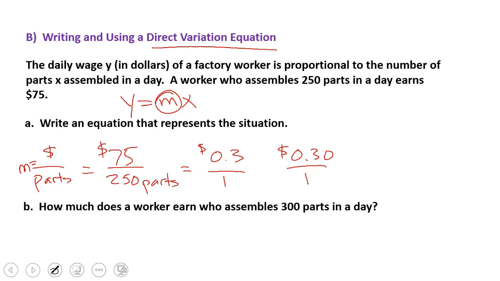So now we can write our equation because we know what our slope is. So Y equals 0.3. We don't need to put that other 0 on it. We know it's money, 30 cents. X, right there. All you have to do is find the slope and plug that slope in to where it is, and you have your direct variation equation.